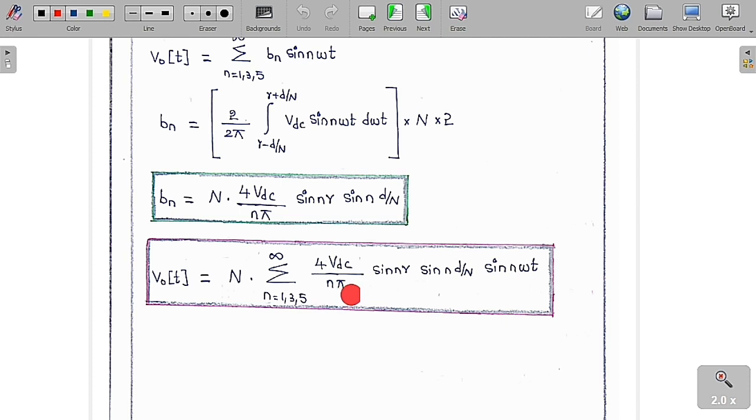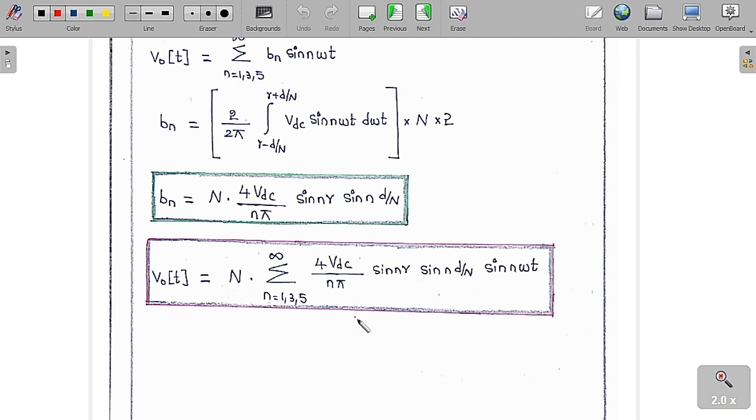4 VDC by nπ sin(nγ). Gamma is nothing but, simply we can say, the angle from the origin to that middle point. So sin(nd/N), that is d by capital N, into sin(nωt). So this is the expression of the output voltage of multiple pulse width.